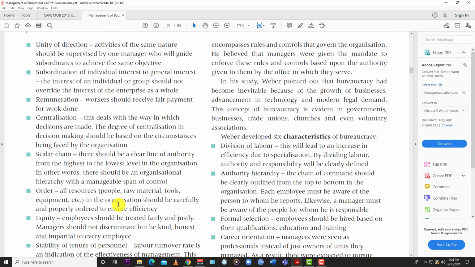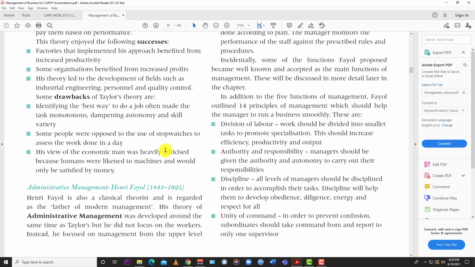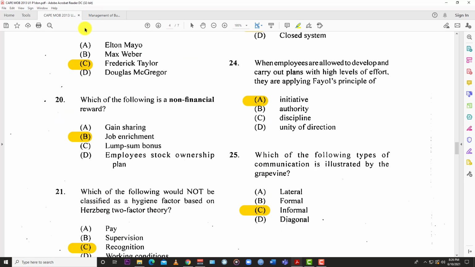And all those are under the 14 principles of management that Fayol put forth. And so that's the answer right there. Initiative, because they say here, when employees are allowed to develop and carry out plans with high levels of effort, they are applying, and it's initiative right there.